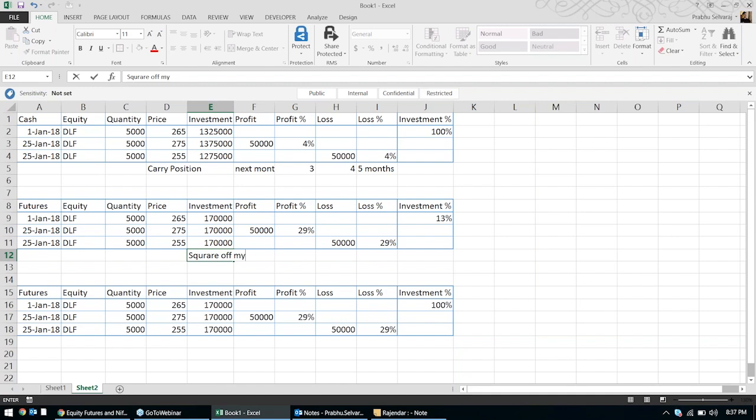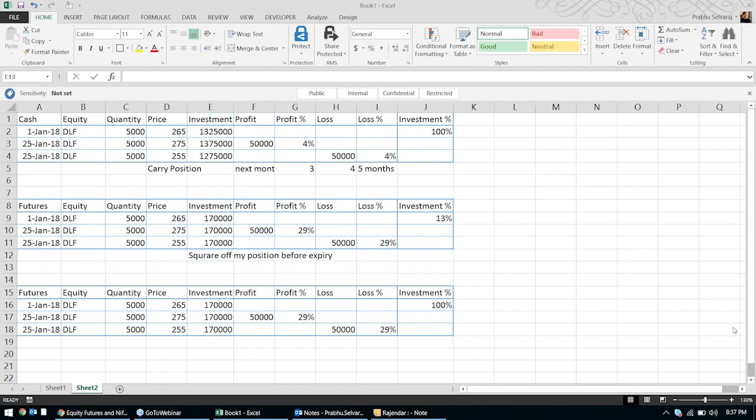Square off my position before expiry. Okay, I have to square off my position before expiry.